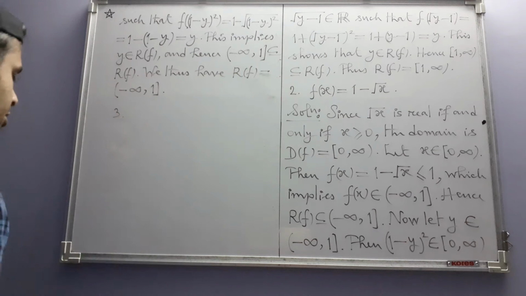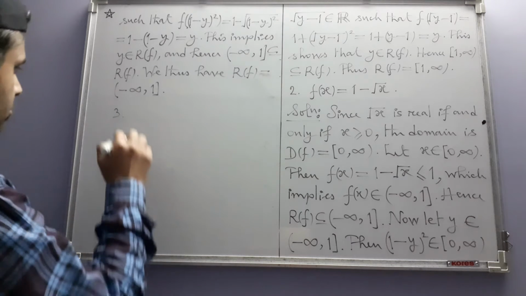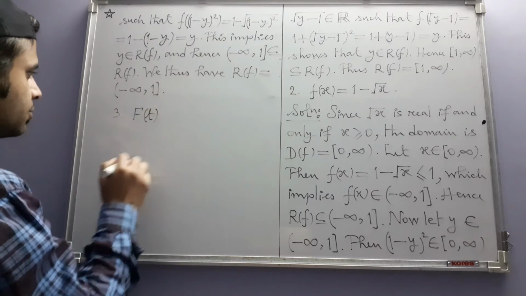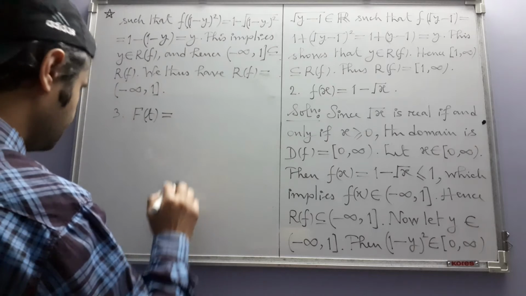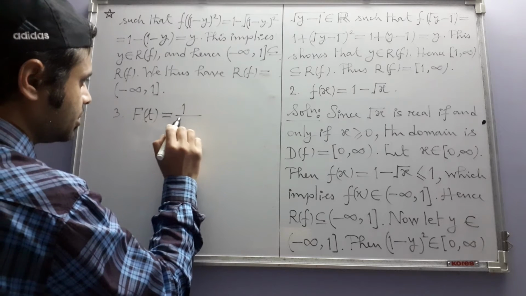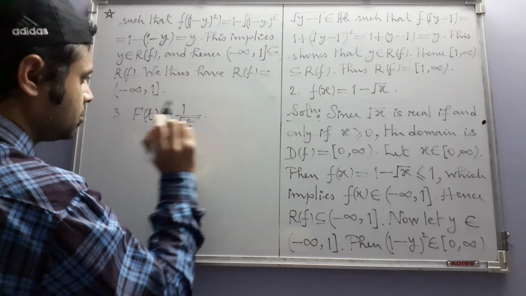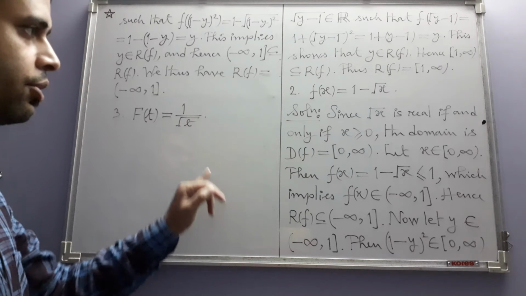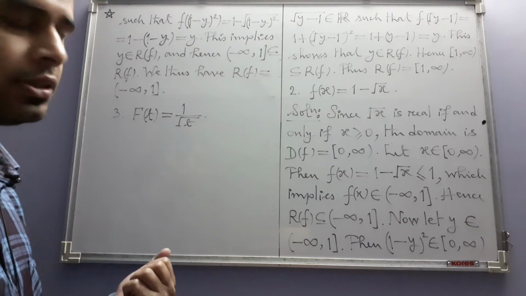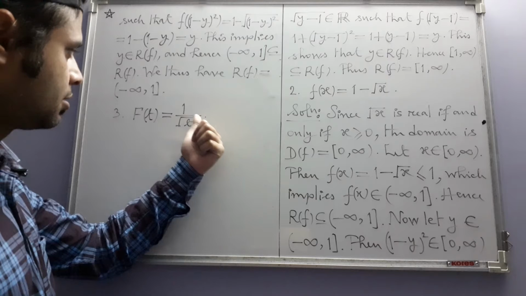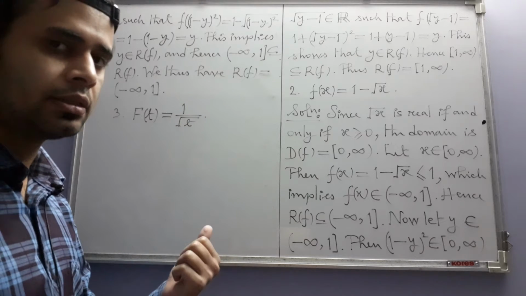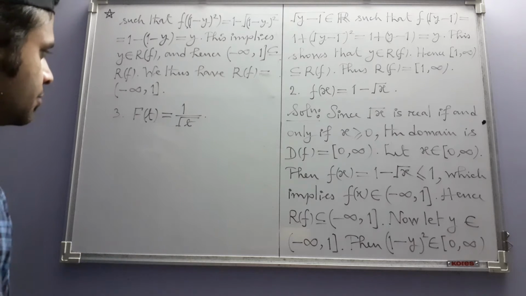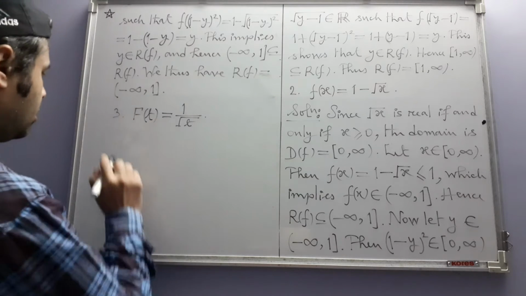Then number 3, here the function is f of t equal to 1 divided by square root of t. Because of the presence of square root, again we cannot take negative values of t, but at the same time, since this term square root of t appears in the denominator, it cannot be 0 also. So only positive t's are allowed.